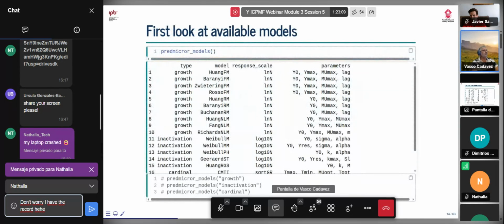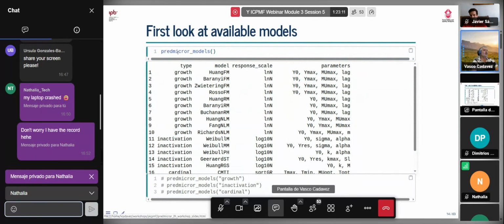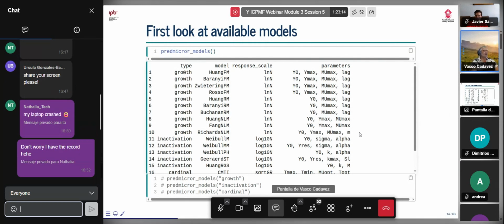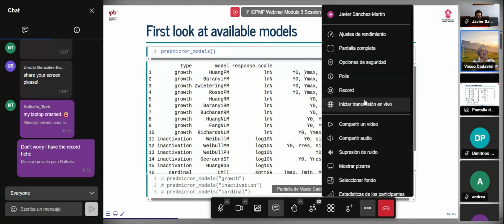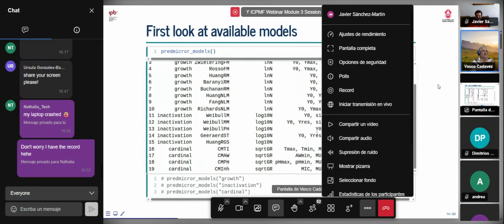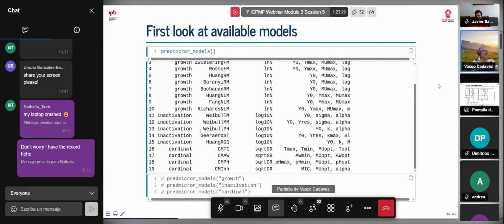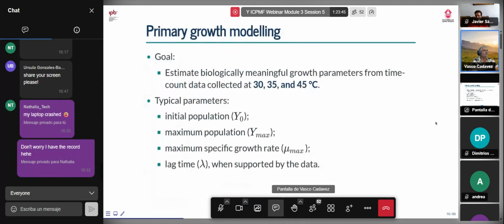We can use one or the other depending on the data and on the function that you want to apply. Okay, so if you use this function, predmicroR models, you can get an overview of all models that we have in the package, considering the growth, the inactivation, and cardinal. You have the model name, the response scale, and the parameters that we need to define or to fit as starting values for each model. If you are interested only in the growth models, then you can put this argument on the function: growth, inactivation, or cardinal, and you will get only the models for this specific task.